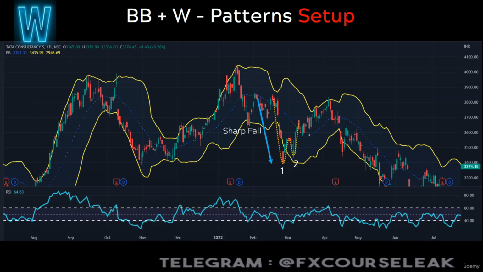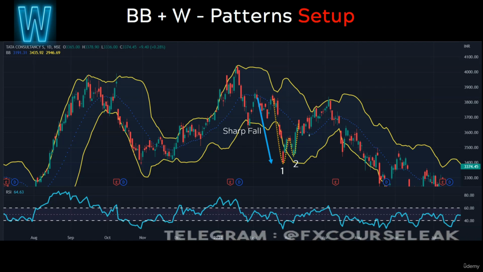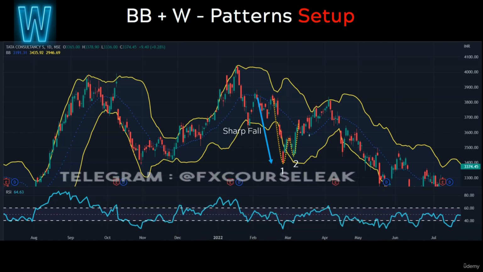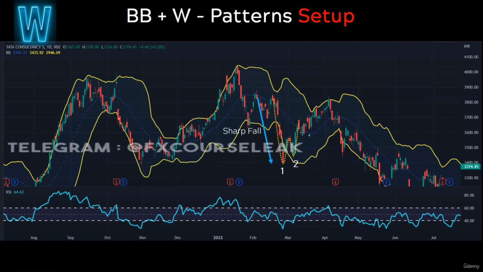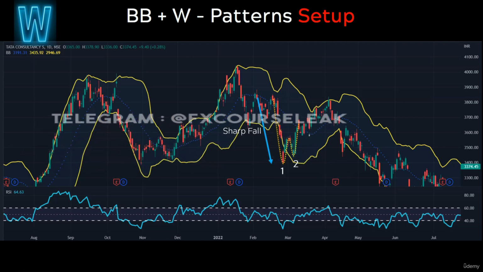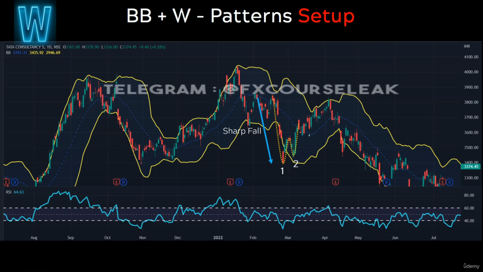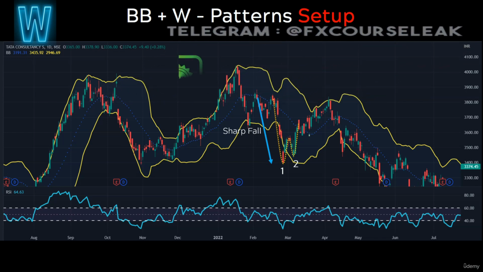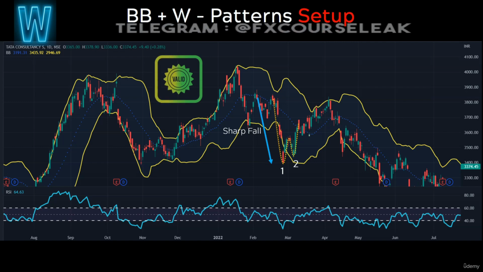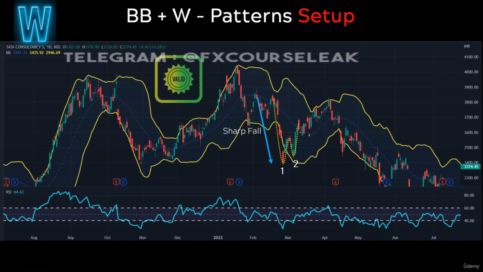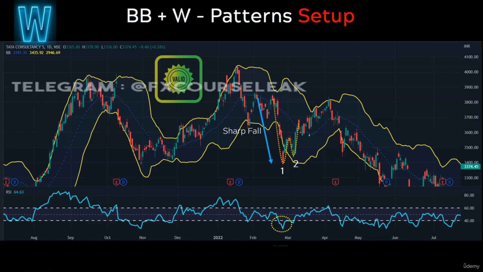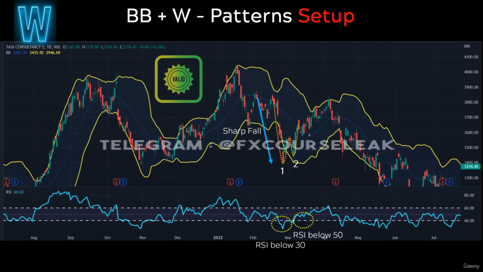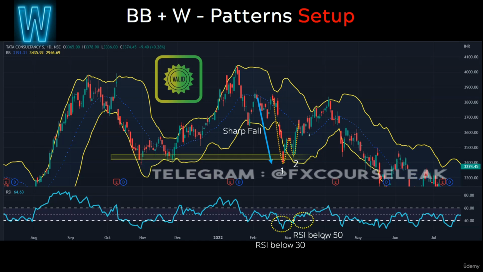Now can you tell whether this is a valid W pattern or not? Well, here one low is outside the band and second low is inside the Bollinger Band. Then second low is formed at a higher level than the first low. And lastly, this W pattern is not disturbing this mid-moving average line. So we can say that this is a valid W pattern. Next, when we check RSI, at first low RSI is below 30 and at second low RSI is below 50. This shows that there is still enough gas left for the price to rise up.